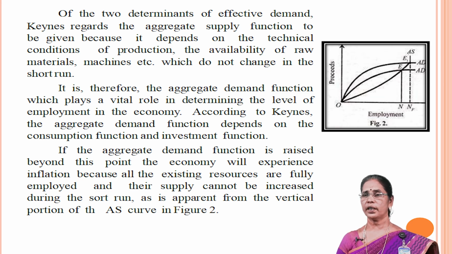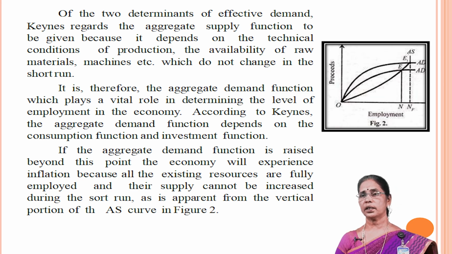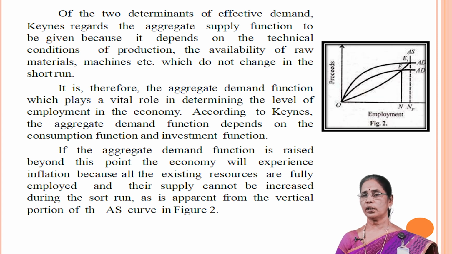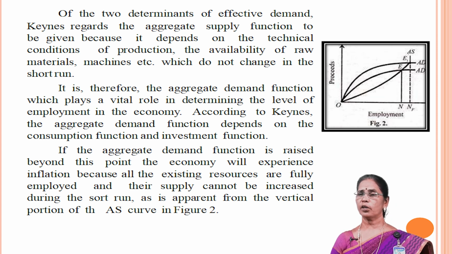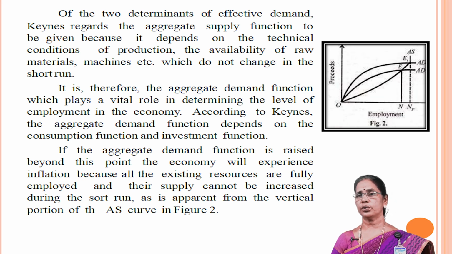That is, the old AD intersects AS at the level of E and the new aggregate demand curve intersects AS at E1. Here the effective demand is increased from E to E1. In this situation, the employment level of the economy will be increased from ON to ON1. Then the equilibrium also is shifted from E to E1.